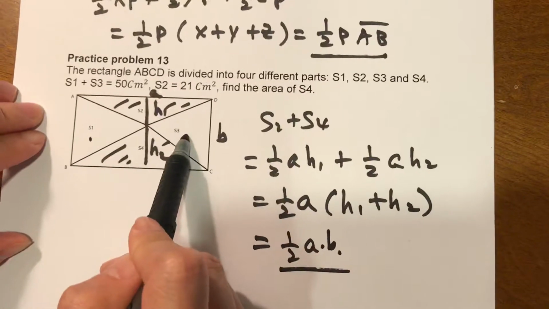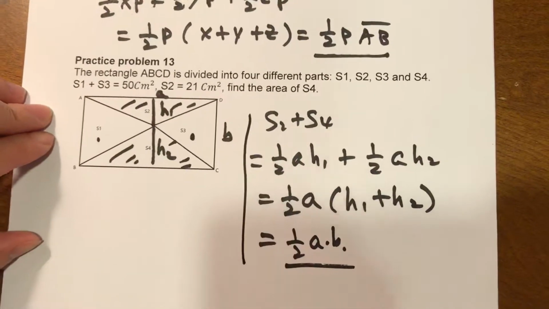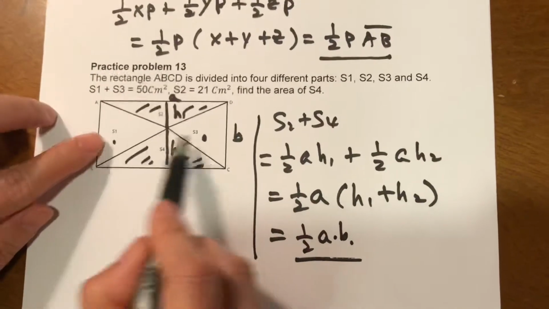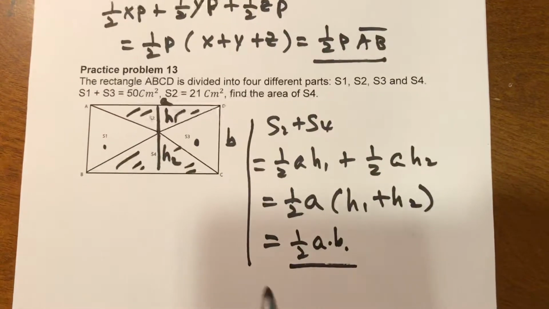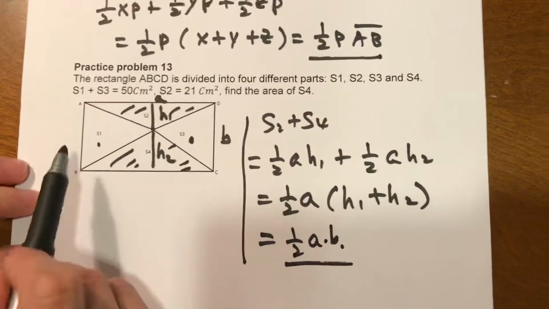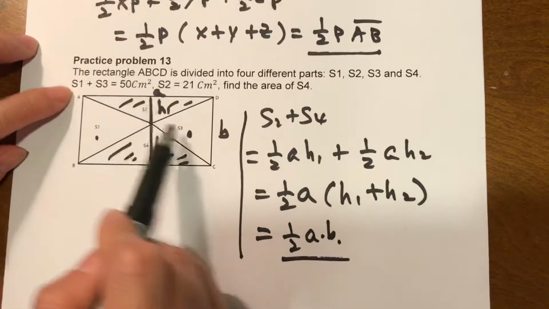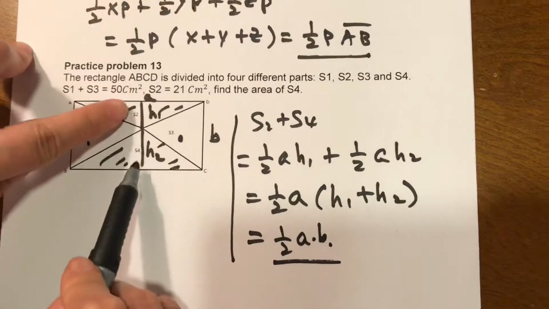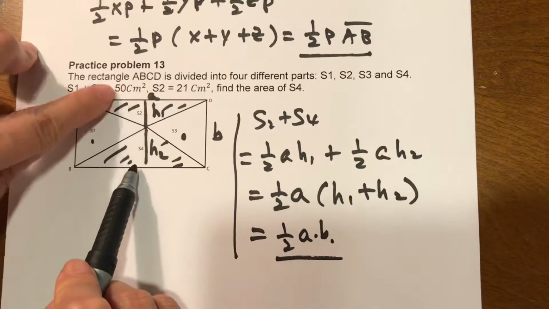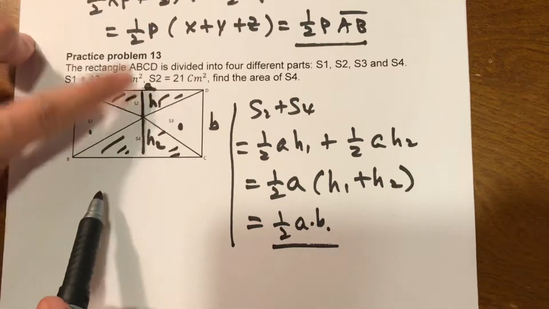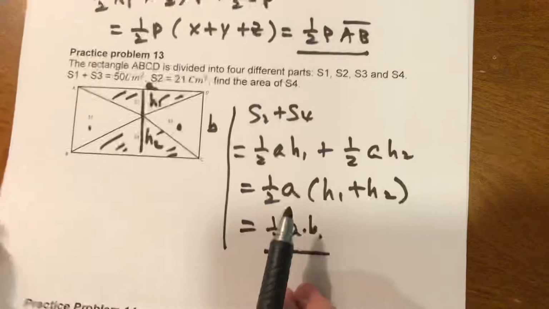For S1 plus S3, students can follow exactly the same strategy to find that these two equal exactly the other half. Therefore, since S1 plus S3 is 1/2, that means S2 plus S4 is the same. With S2 known, you can easily find S4.